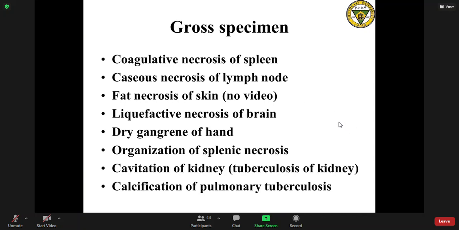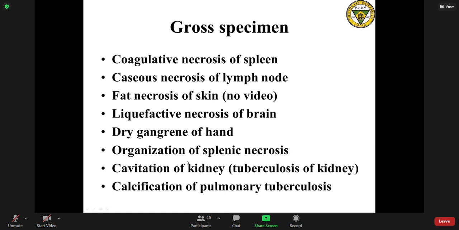Coagulative necrosis. Sometimes maybe gangrene. Gangrene means the first step is necrosis. Maybe the arterial obstruction can cause hypoxia, ischemia, and necrosis of the finger, maybe the hand. And then the second step is infection. In this necrosis area, you can say the bacterial infection is called gangrene.